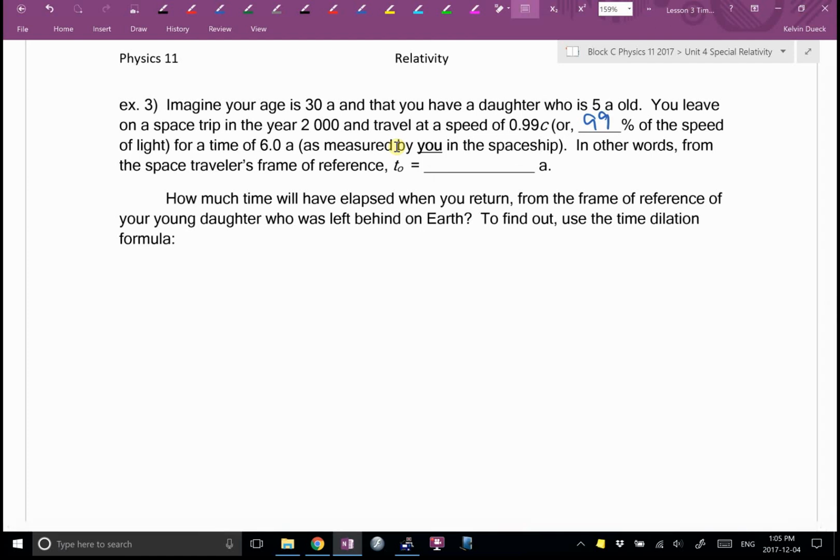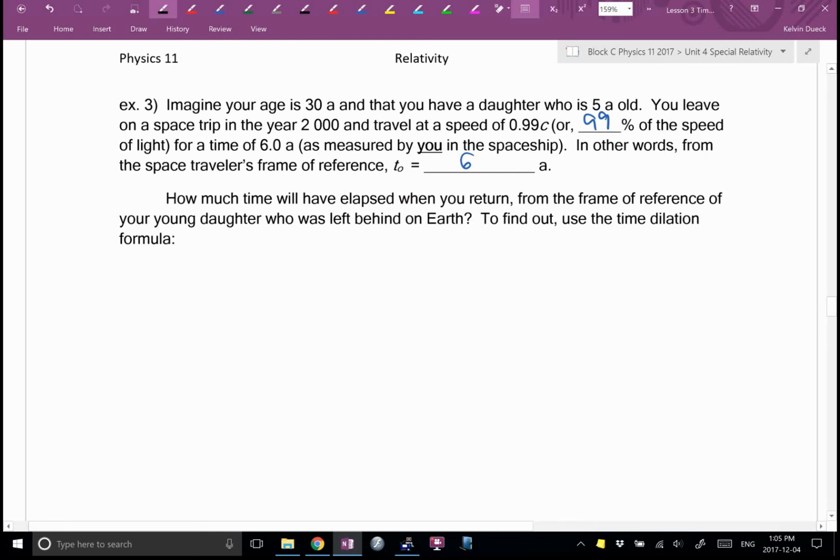In other words, from the space traveler's reference frame, T on board is how many years? How much time will have elapsed? You're going to go out for 3 years and come back for 3 years. How much time will have elapsed when you return back on the Earth? What does this question want me to find? No. T on board is 6. T back on the Earth.